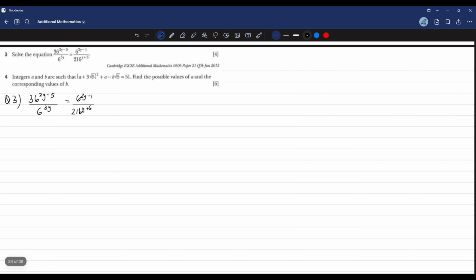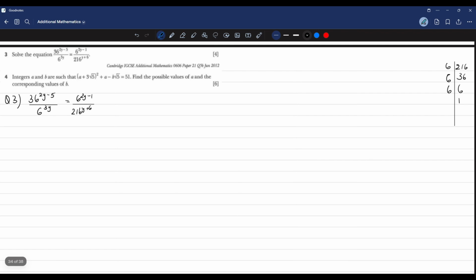Now, before we start, let's simplify 216 in terms of 6. So 216 divided by 6 is 36. So 6 times 36 is 216. 6 6s are 36, and 6 ones are 6. So we have got 6 cubed is equal to 216. I hope that's clear.